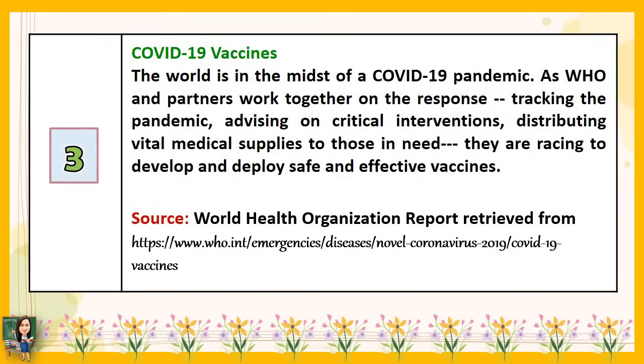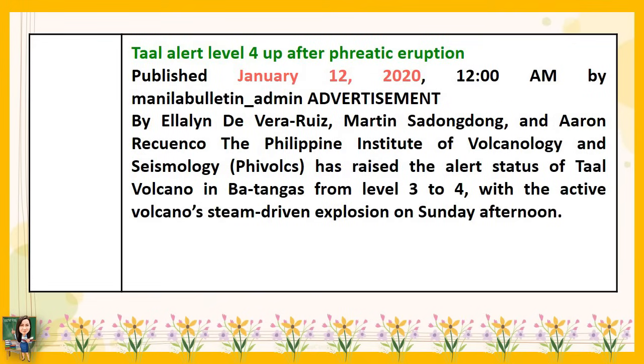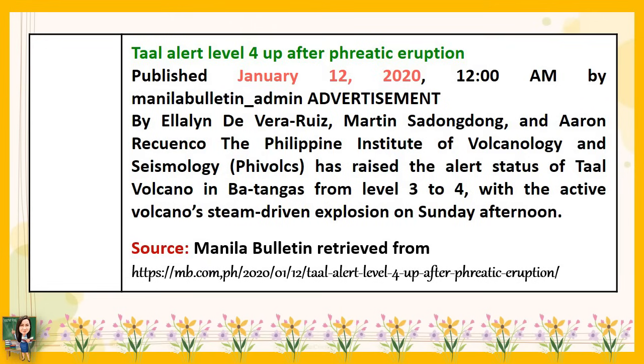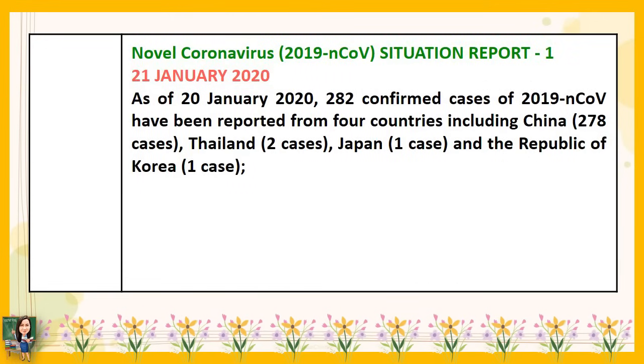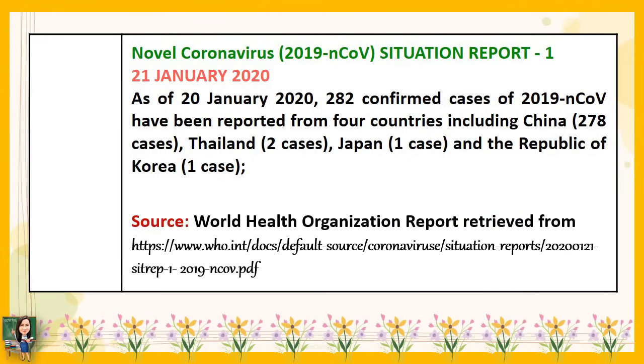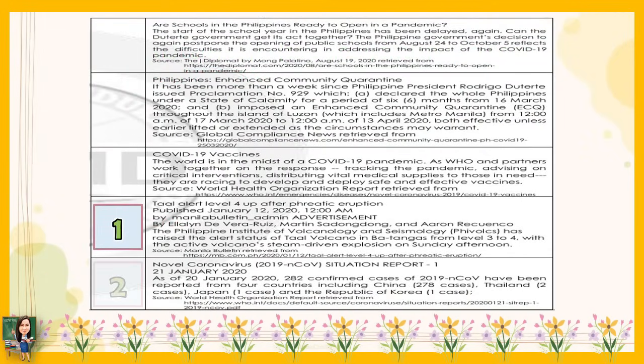This is number 3. Next, Taal Alert Level 4 up after phreatic eruption. The date is January 12, 2020. The source is from Manila Bulletin. This is number 1. And Novel Coronavirus Situation Report. The date is 21st of January 2020. The source is World Health Organization Report. This is number 2. So the order is 1, 2, 3, 4, and 5.